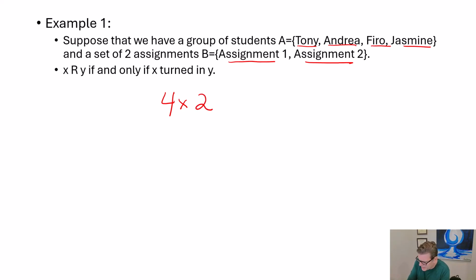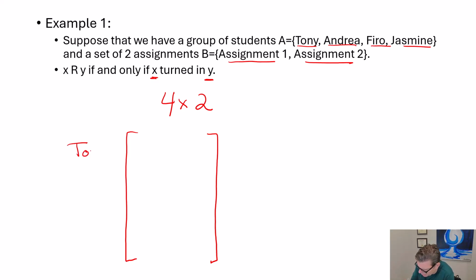That makes sense, as it's whether the individual turned in the assignment. Now we're going to generate the matrix, and we'll order this in terms of how they're listed inside of A. If all you're given is the array or matrix, you need some kind of key to tell you what each of the rows and columns represent. But for our purposes, we're setting it up this way. So we'll have Tony first, then Andrea, then Fira, and then Jasmine.